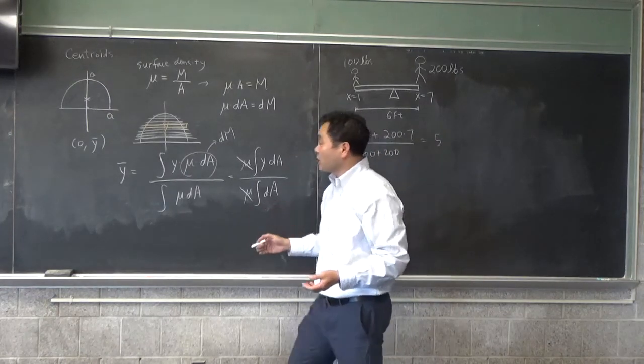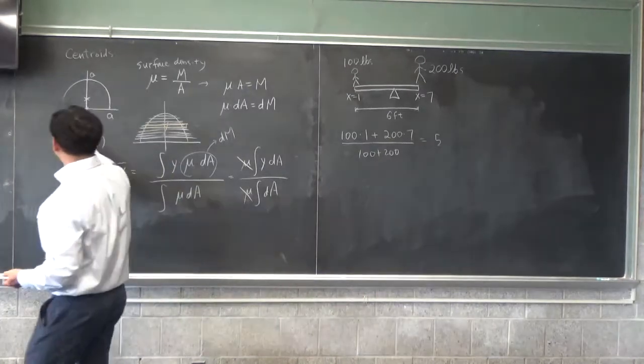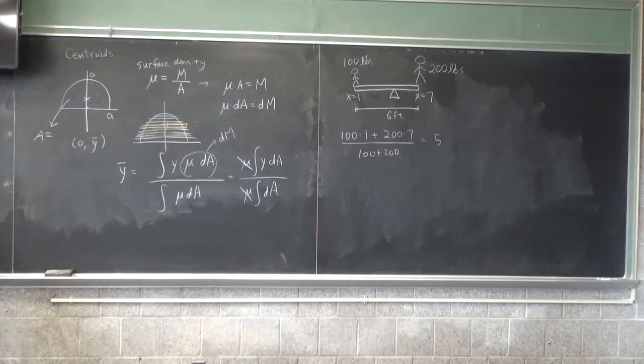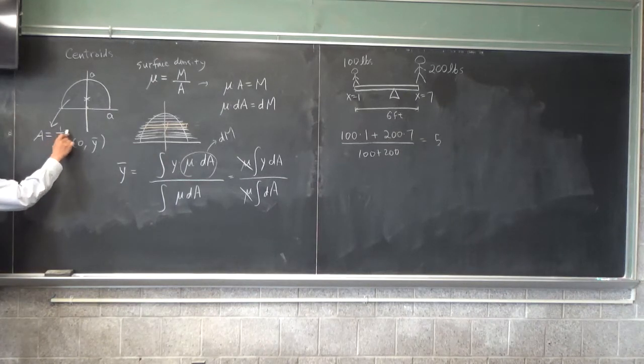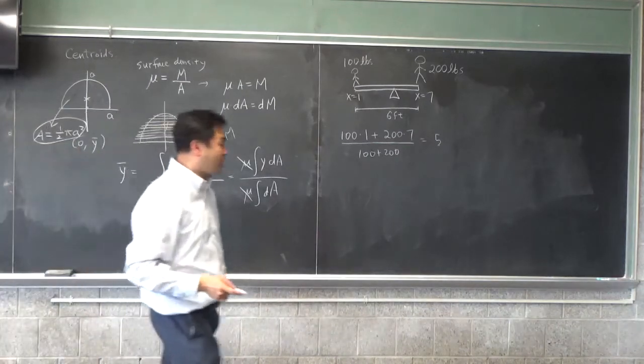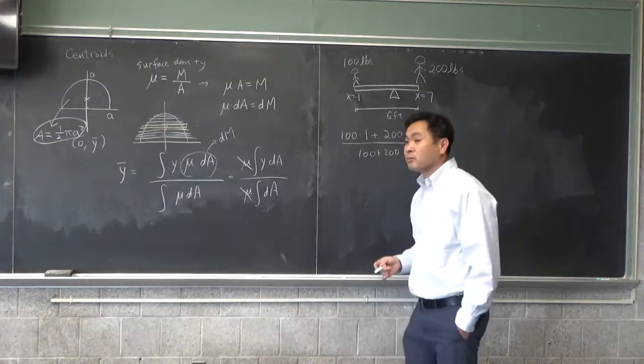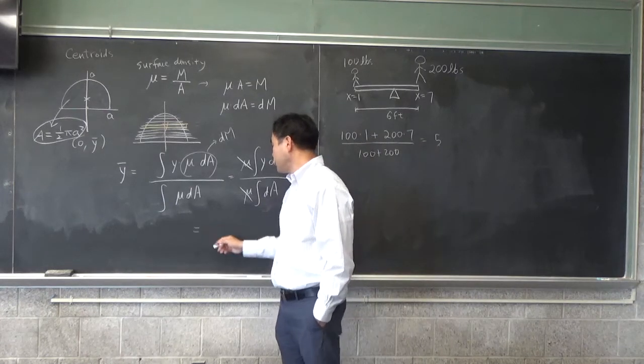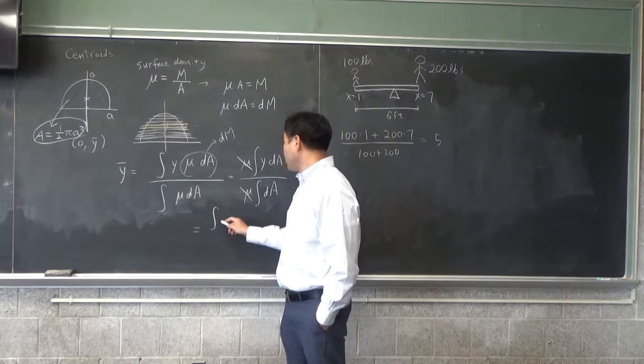And we also know the area of this thing. What's the area of this? What's the area of the circle? Pi r squared, but it's a half circle, so it must be 1/2 pi a squared, because we're assuming the radius is a. Okay, so we also know that this is 1/2 pi a squared.